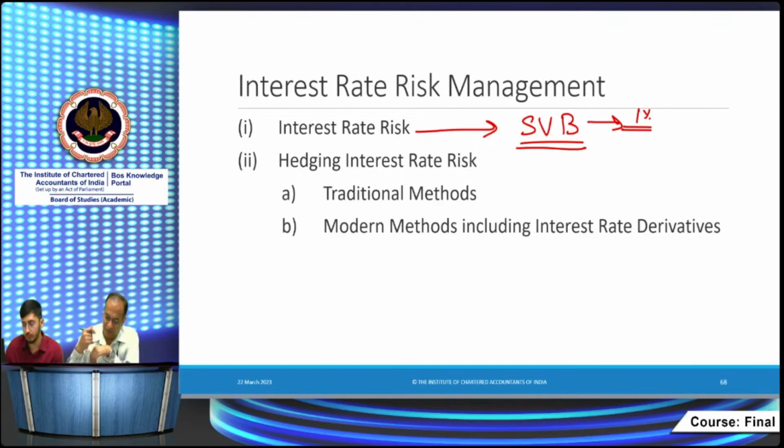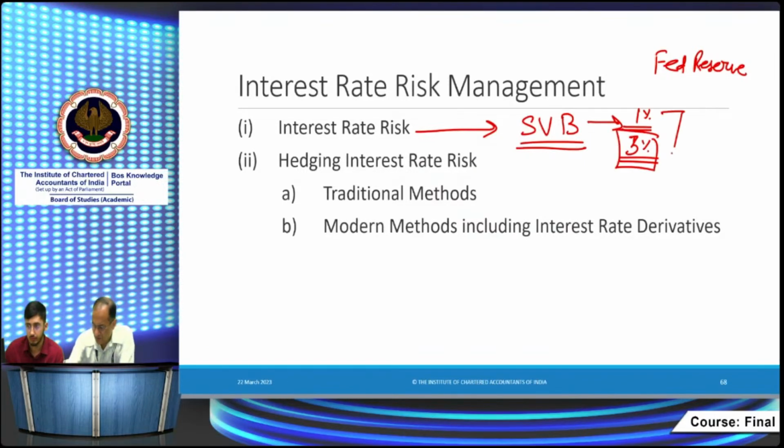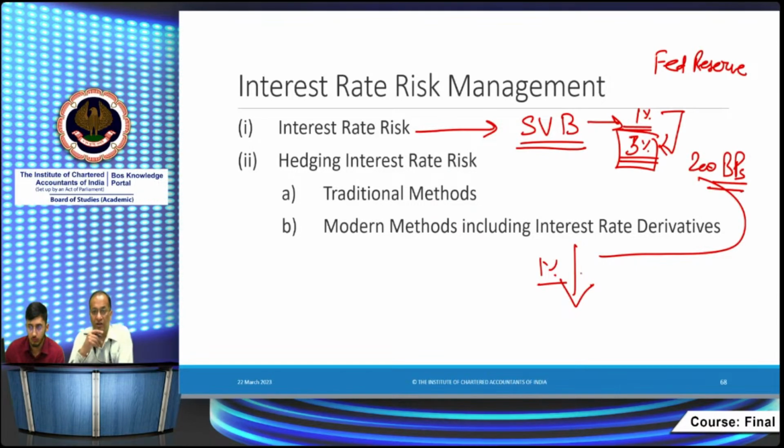Now, for the last 1.5 years, the Federal Reserve, which is like the RBI in the US and decides the rate of interest, has been increasing rates to combat inflation. As a result, today's rate may be somewhere around 3%. So what happened due to this increase of 200 basis points? The value of the securities they are holding at 1% has drastically fallen.